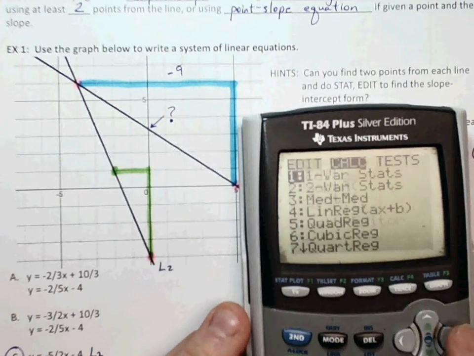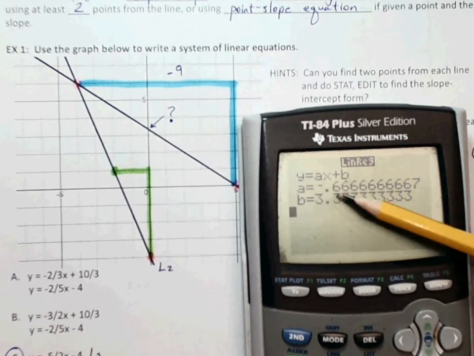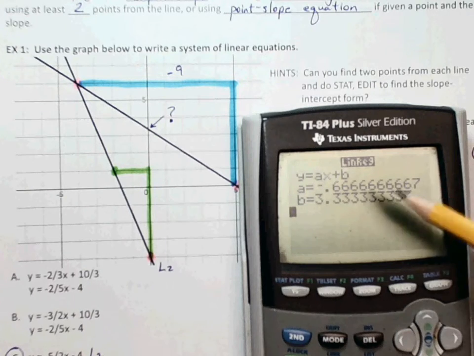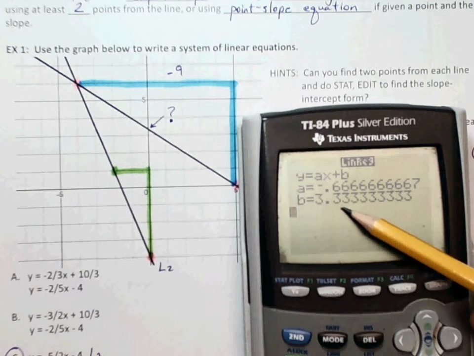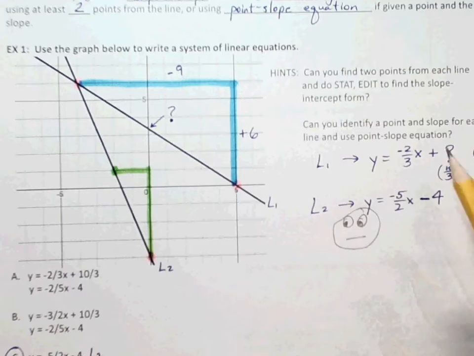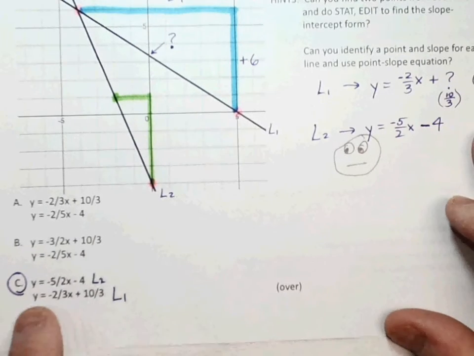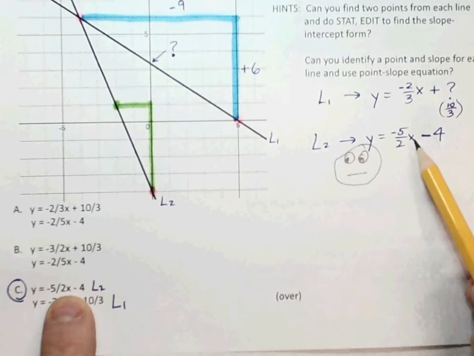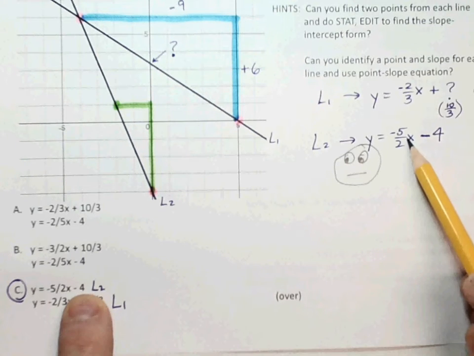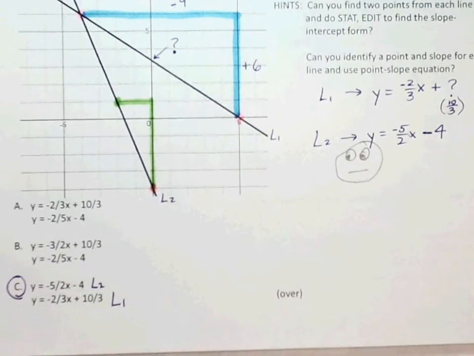So now if I go to Stat Calc 4, I notice my y-intercept is 3.3 repeating. Now, you either know that that's 3 1/3, or you go to a blank screen and type in 3.3 repeating and do math, enter, enter. And I get 10/3. So that's where I got that right here. Okay? So immediately I can now come over here and say, hey, here is line 2 from my picture, and here is line 1. So the answer is C.